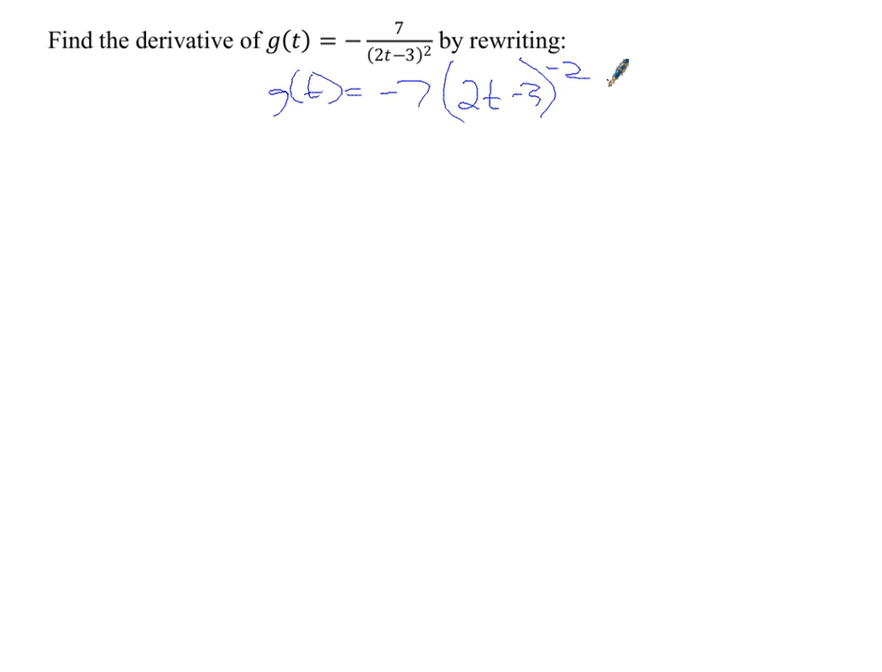There you go. Now it's not written like a rational function anymore, which makes life a lot easier. So if I take the derivative of this, what will I have to do? This is a general power rule again. So g prime of t equals positive 14.